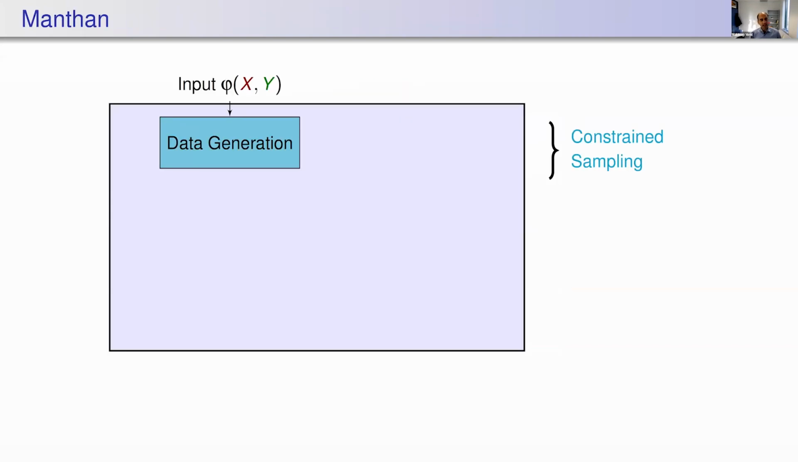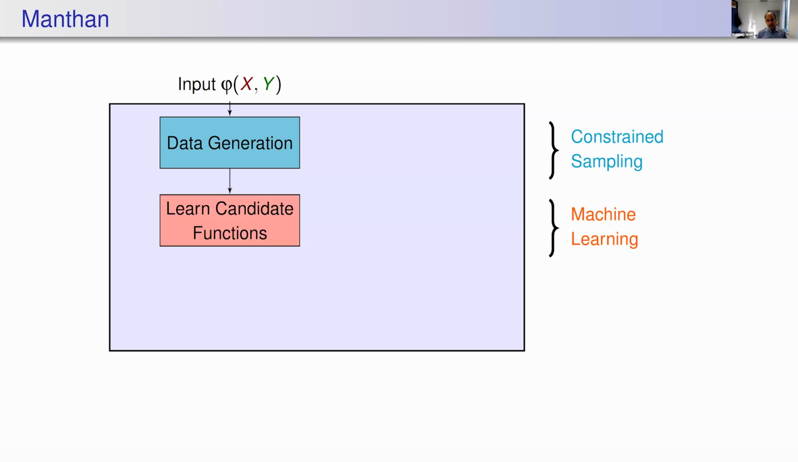So here's the high-level view of how the approach works. We start with a specification and we generate the data. In order to generate the data, we rely on constraint samplers. So these are samplers that can take a set of constraints and output assignments to x and y that satisfy this set of constraints. Once we have the data, we rely on off-the-shelf, very simple techniques, here decision trees, to learn candidate functions.